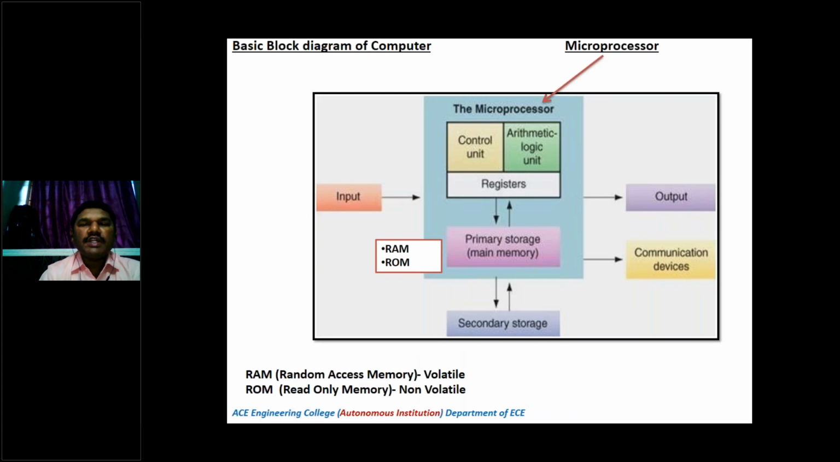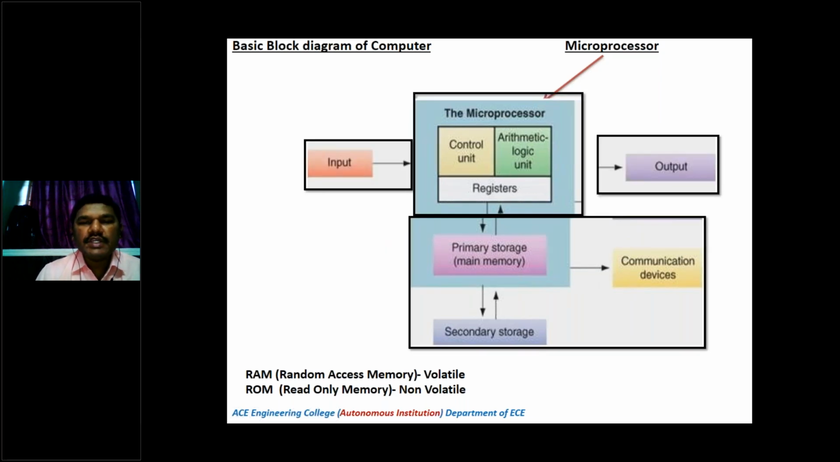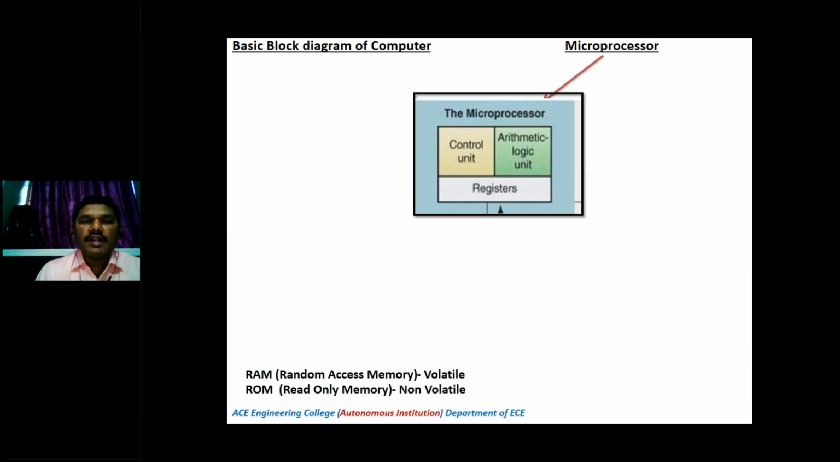As we know, this is the block diagram of my computer. It has input, output, memory, primary memory and secondary memory, and the microprocessor block diagram. This microprocessor block diagram has 3 units: control unit, arithmetic and logical unit, and register set. With these three we are going to design the microprocessor 8086 block diagram. Here you can see clearly I have removed these functional units. Then you can see what the different functional units of the 8086 microprocessor are.